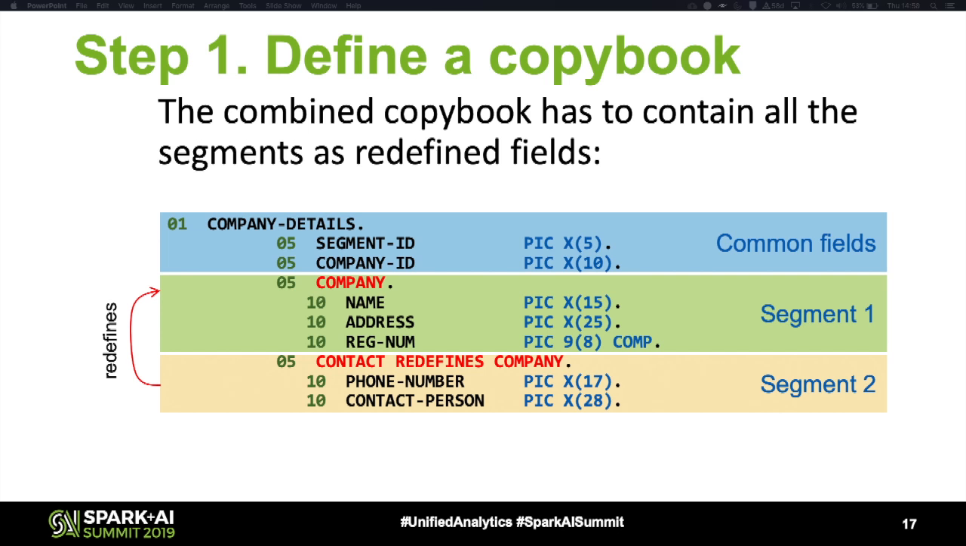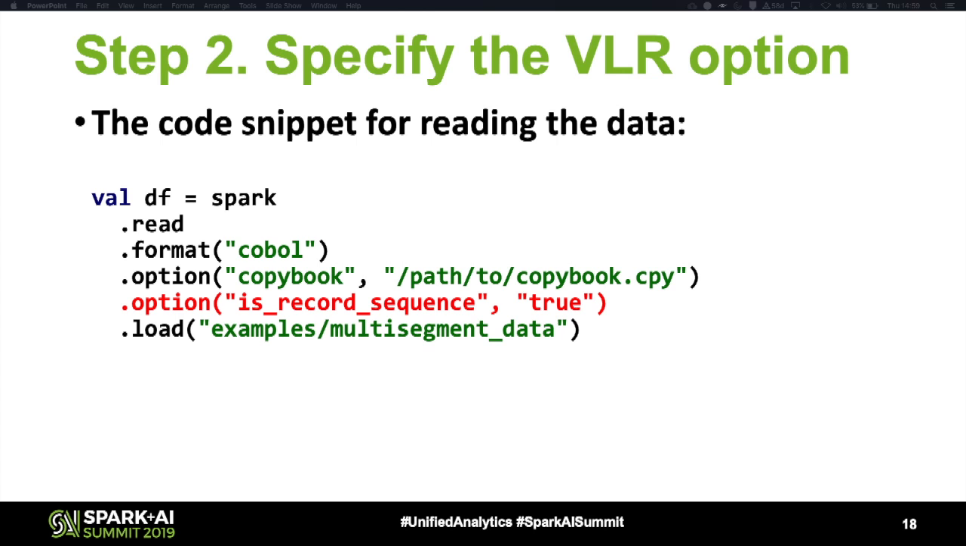When you have such a copybook, it's very important that those segment-specific fields redefine each other. You see, contact redefines company. Then the only thing you need to do is add an additional option to a Spark reader for Cobrix. It is record sequence equals true. In this case, Cobrix will use the standard RDW headers to read files and split them by records. So that's the only thing you need to do in the simplest case.